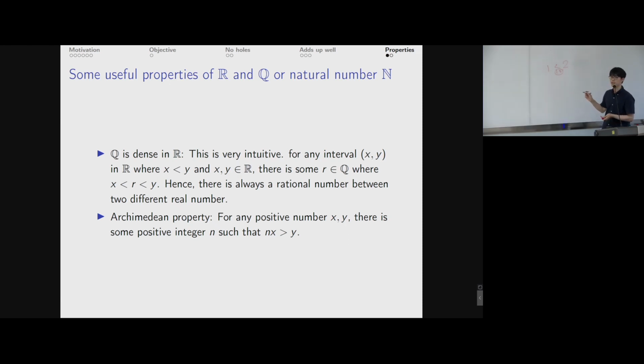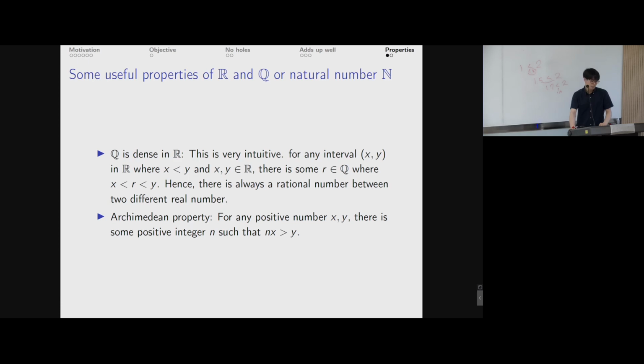And also, think about 1.5 and 2. Note that 1.5 and 2 are also real numbers, and they're different, right? So we can also find a rational number between these two numbers, such as 1.7. And because 1.7 and 2 are also different real numbers, you can always find a number between them like 1.9, and so forth. So what this means is that as long as two elements in the real number system are different, you will always find some rational number between them. And it's a very nice property that you can use later on.